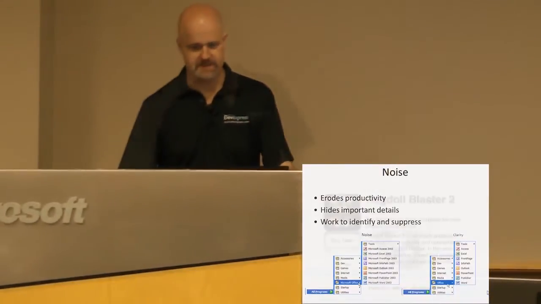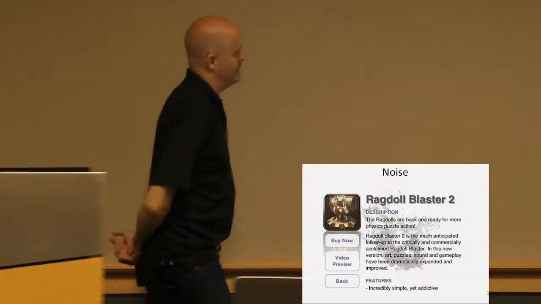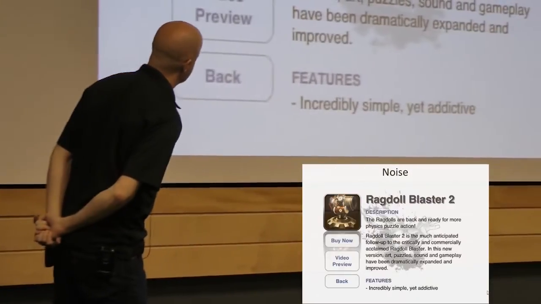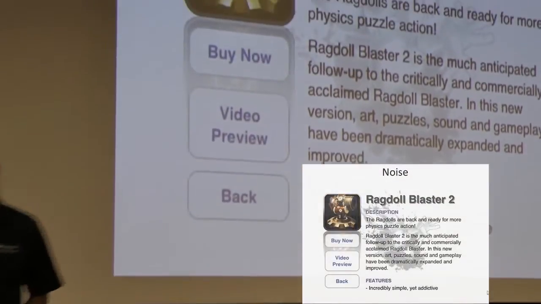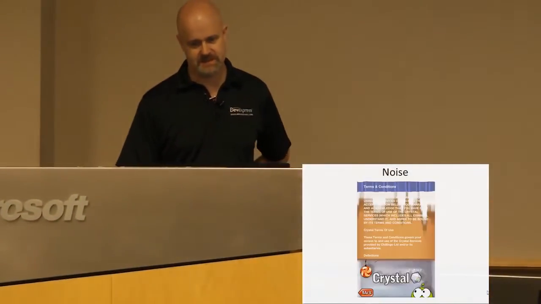Simpler, it's less noise. Here's an example from an app on the iPhone. Here's the description. I'm like, why do they have an image behind all this text? It makes the text harder to read. It's an example of noise. It's not helpful. So I took a picture, it's in my session.